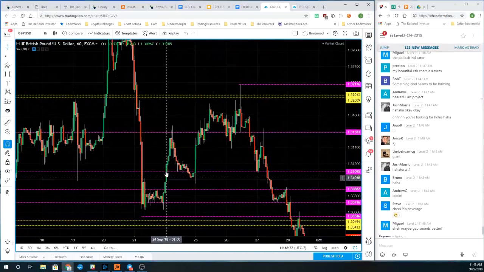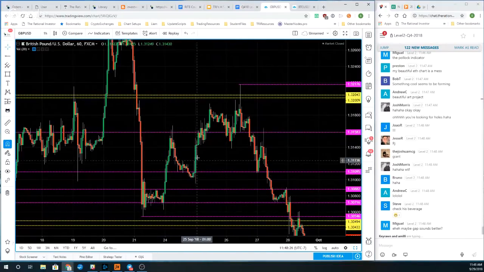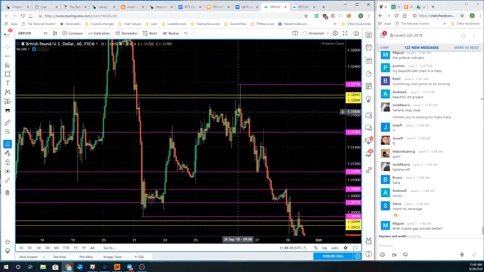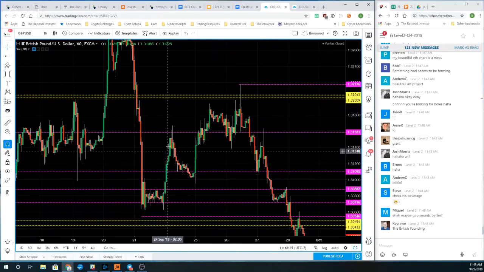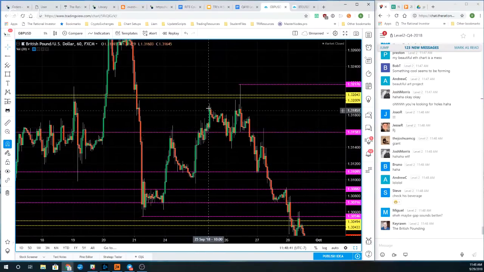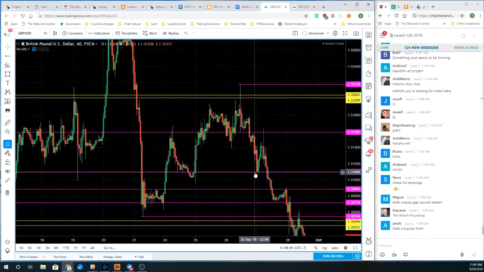Can you see how they went up, doink, back, doink, up, doink, up, doink, back, doink, down, doink, up, doink, down, doink. Can you see how the traders are just having a field day through these levels, through these holes? That's what you have to learn.